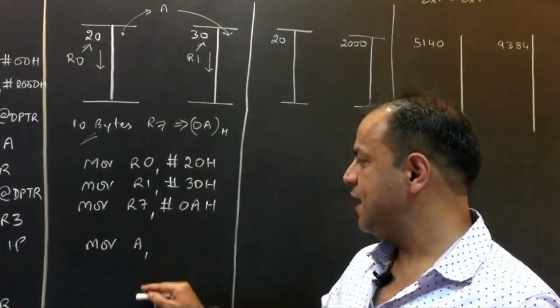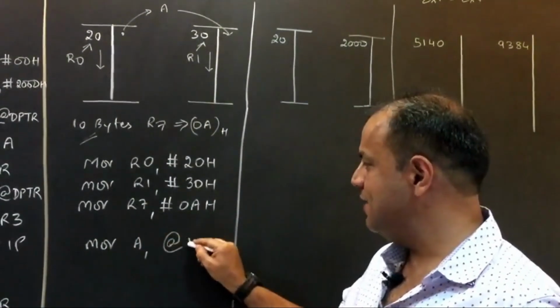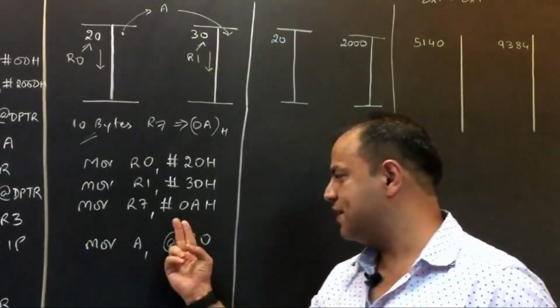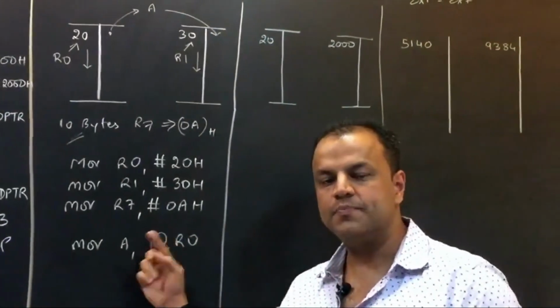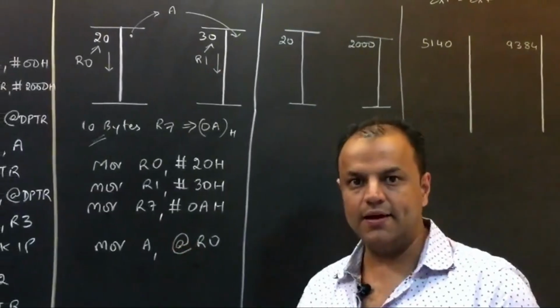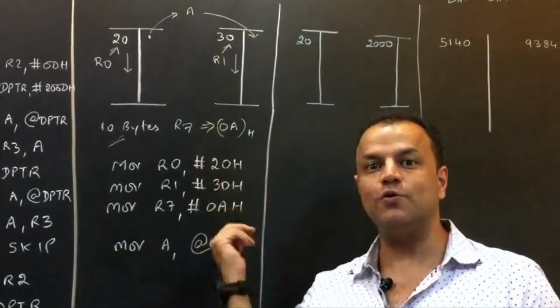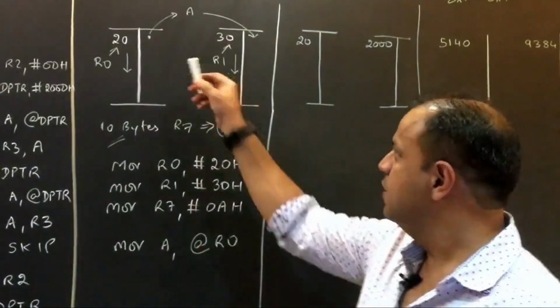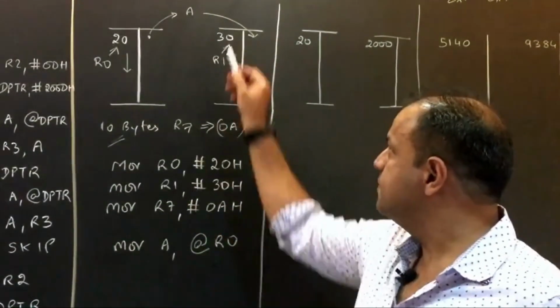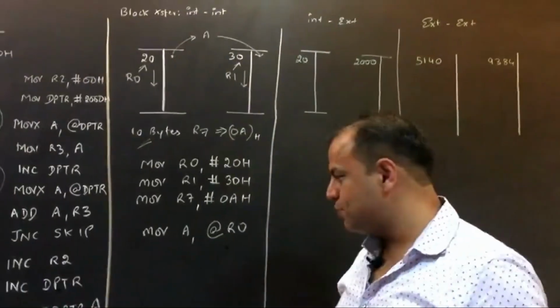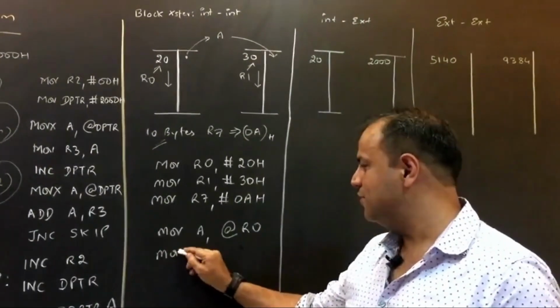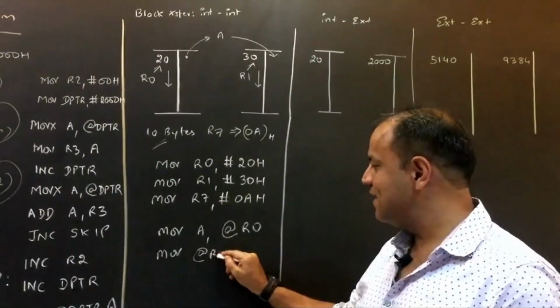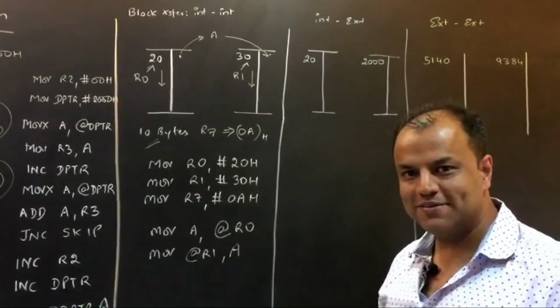MOV A, @R0. When you write MOV A, R0, A will get 20. When you write MOV A, @R0, A will get the contents of the location pointed by R0, which means contents of location 20. Tell me, did you understand this? So get the first data in A. Now store it at the location pointed by R1. Good. MOV @R1, A. Please tell me, did you understand this?